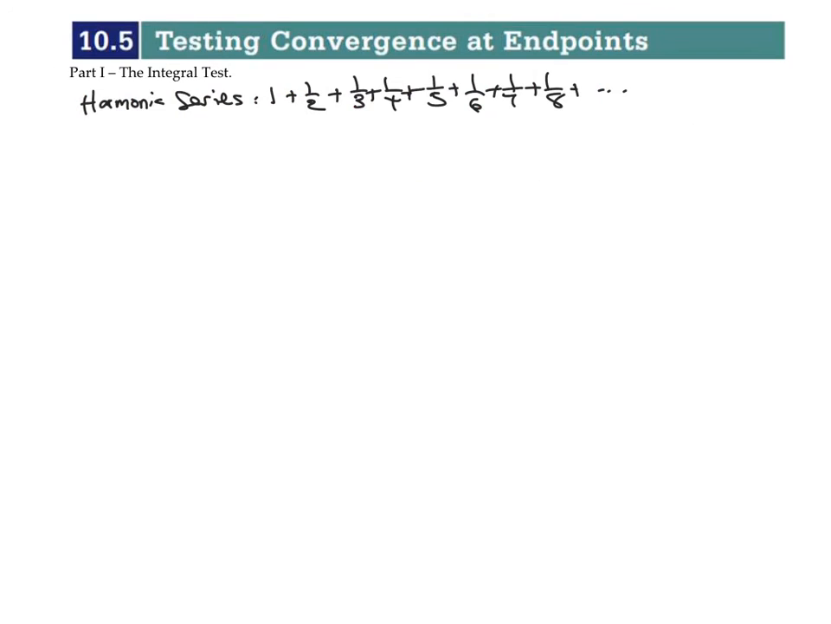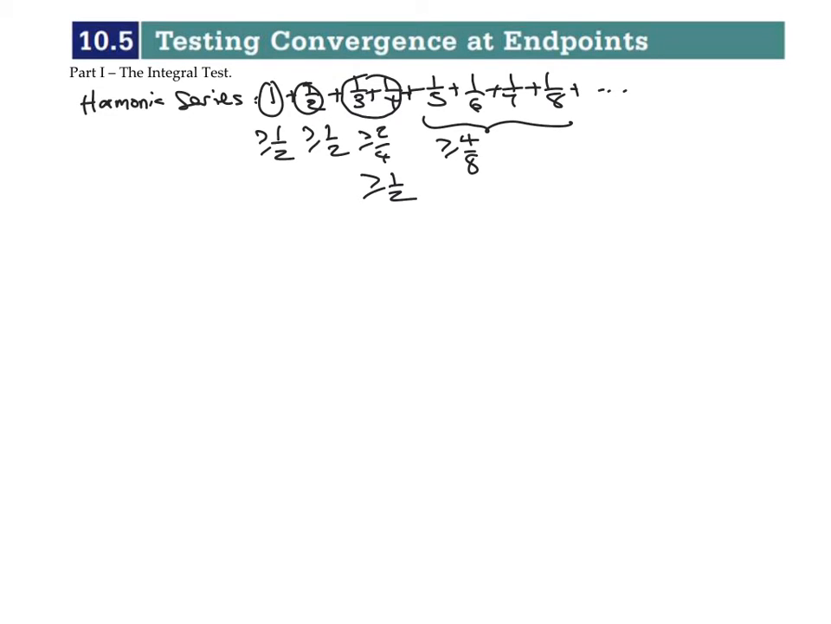The proof that this diverges is really quite sweet. The first term all by itself is at least a half. The second term all by itself is at least a half. The next two terms, each of which is at least a fourth, together are at least 2/4, which is at least 1/2. The next four terms are all at least 1/8, so collectively they are at least 4/8 or at least 1/2. I can keep doing this forever.